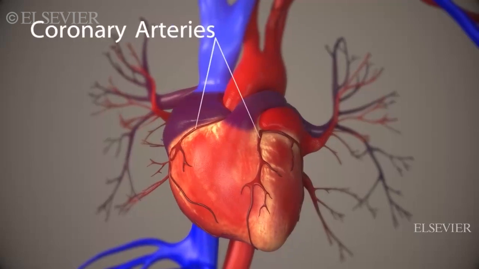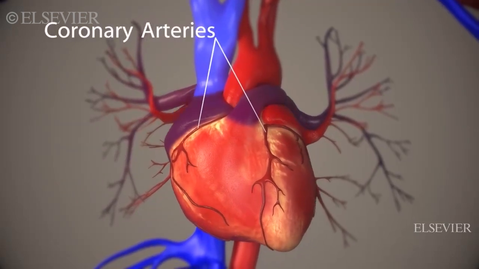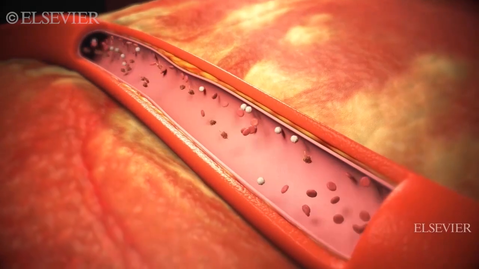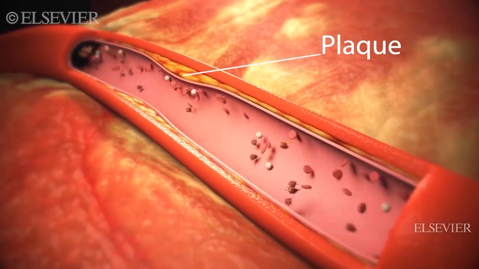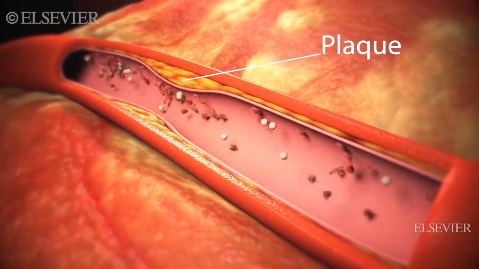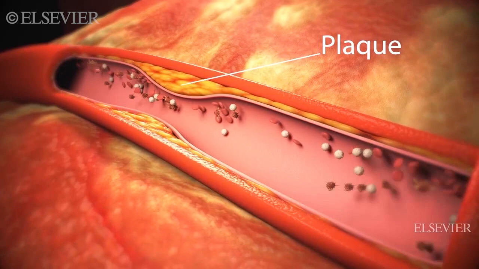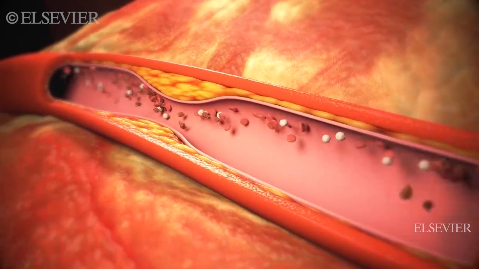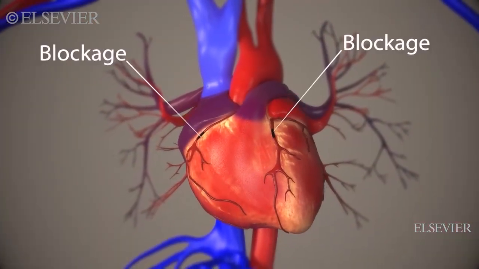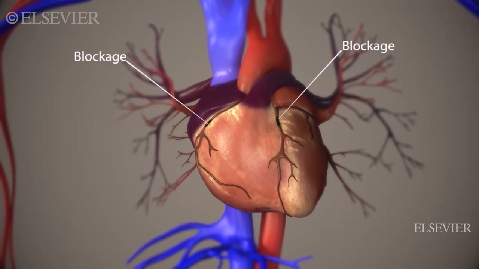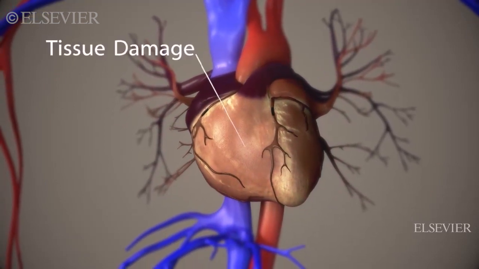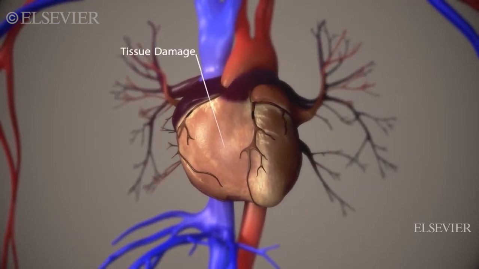Normally, the coronary arteries supply blood and oxygen to the heart muscle. In a patient with coronary artery disease, however, atherosclerotic plaque can build up. If too much plaque accumulates, one or more arteries can become blocked, which can prevent oxygen from reaching the heart. This can cause tissue damage and possibly death.